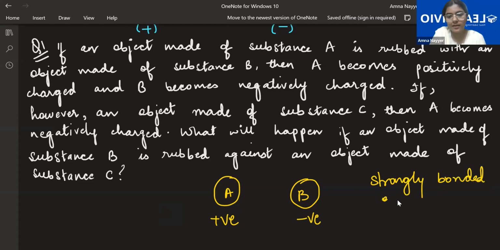B. B, because it is negatively charged. It didn't allow the electron to move. Definitely there was a stronger bond. So B has stronger bondings than A. This is what you should know.